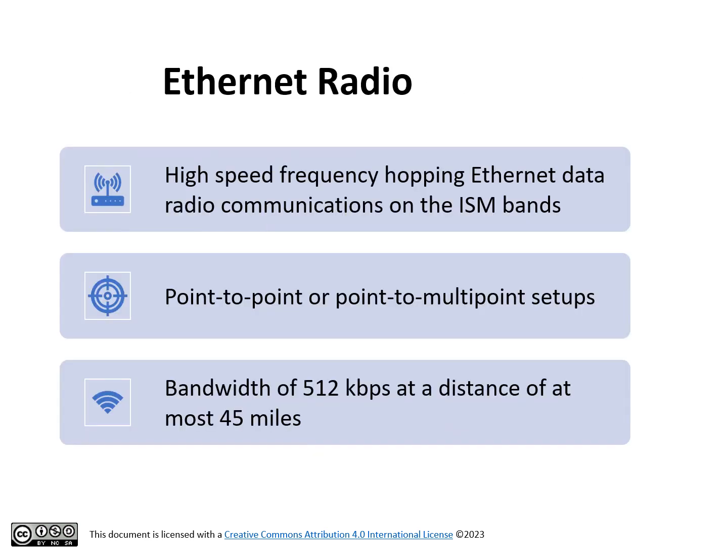High-speed frequency hopping Ethernet data radio communications on the license-free 900 MHz and 2.4 GHz bands have also been deployed for telemetry and SCADA applications in the water, wastewater, gas, oil, and mining industries. Most of these Ethernet radios provide a point-to-point or point-to-multipoint setup and can transmit at a speed of 512 kilobits per second at a distance of at most 45 miles.